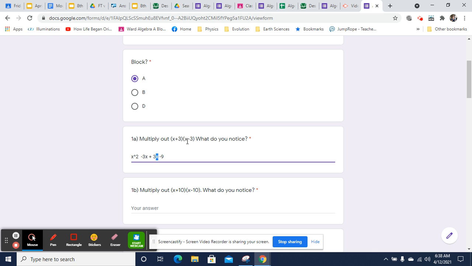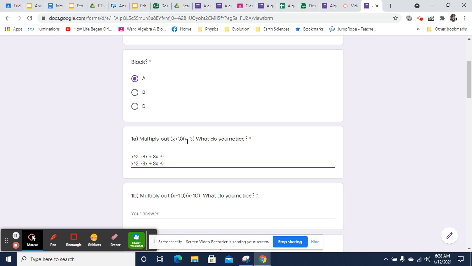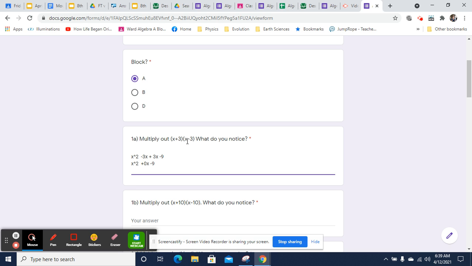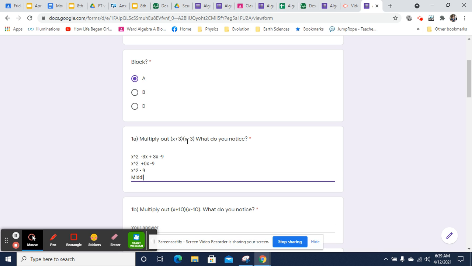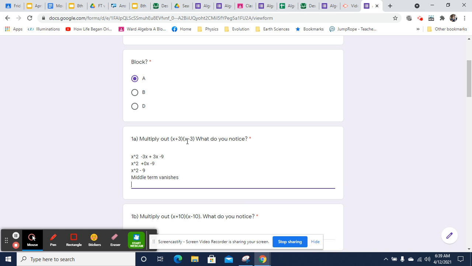And you might notice we've got opposites here in the middle. Those opposites are going to cancel out to make a nice little 0x, which we aren't going to care about. We're just going to end up with x squared minus 9. So the middle term vanishes. That's one thing you might notice.